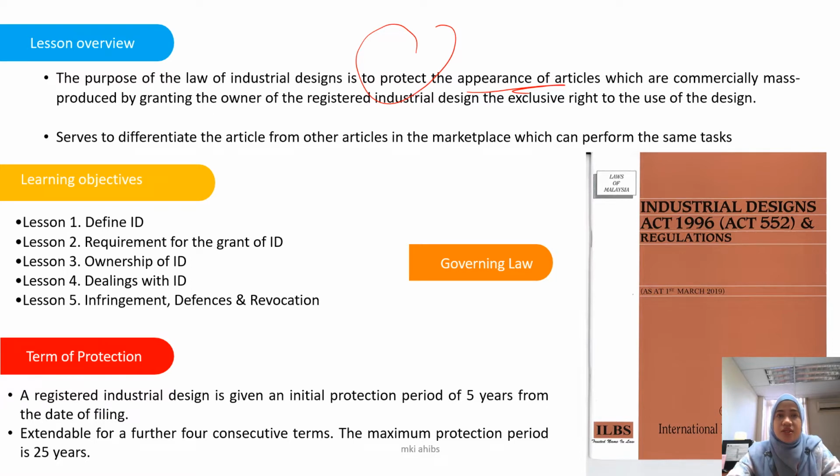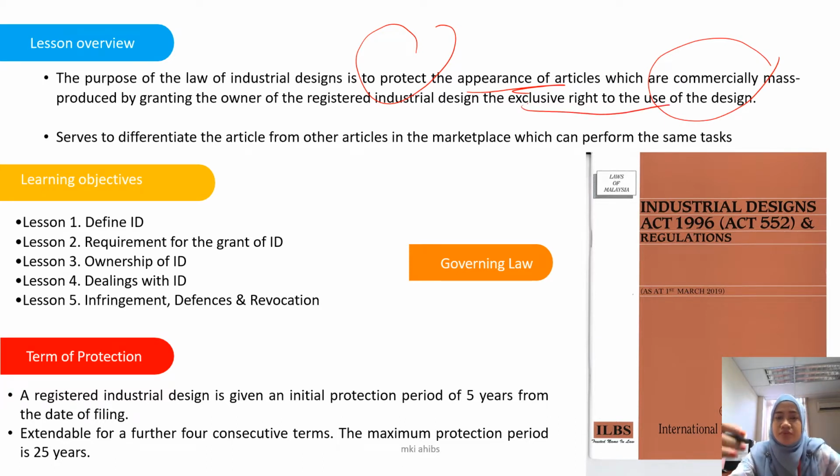So meaning to say that the purpose of ID is actually to protect the appearance of the article, not how you come up with the article. For example, here I have a mouse. So the purpose of ID is the design of this mouse, not how you come up with this mouse. Okay, so that is the purpose of ID. And then, it must be commercially mass produced, by granting the owner of the registered design the exclusive right to use the design.